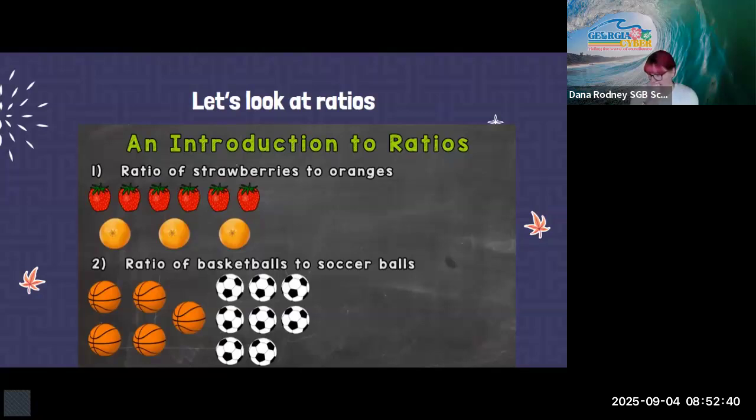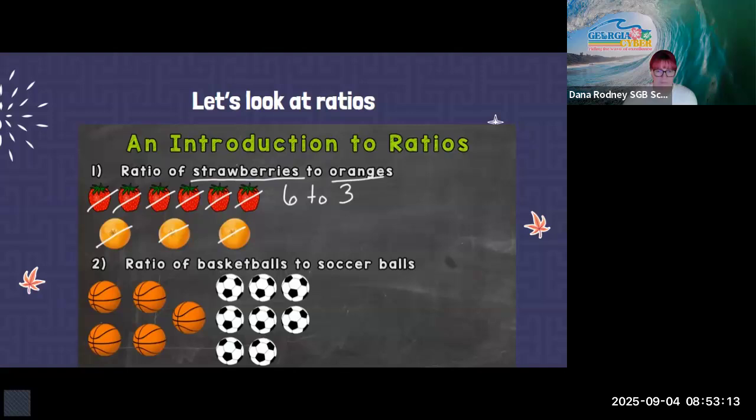There's a few different ways we can write these ratios out. Let's first start by counting the number of strawberries. 1, 2, 3, 4, 5, 6. So we have 6 strawberries to how many oranges? Well, 1, 2, 3. 6 to 3. So this shows for every 6 strawberries, there are 3 oranges.